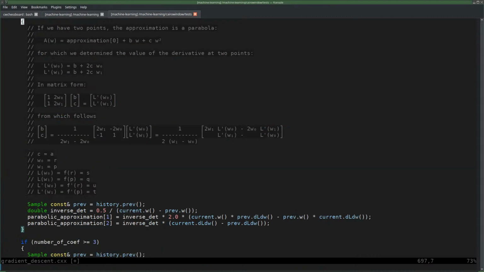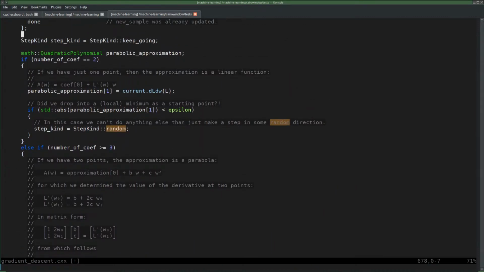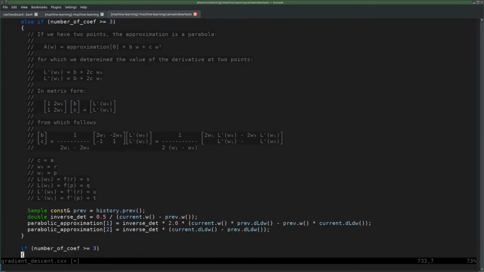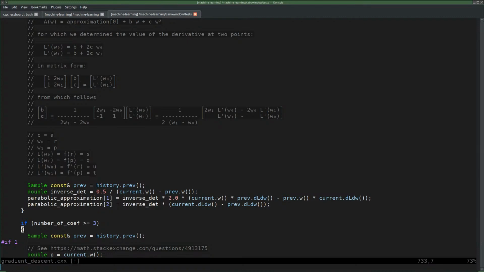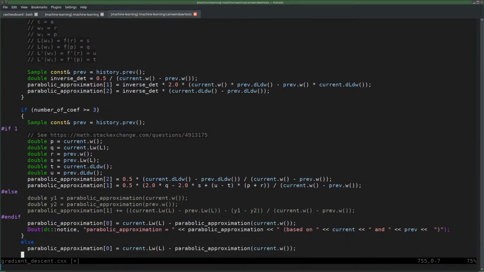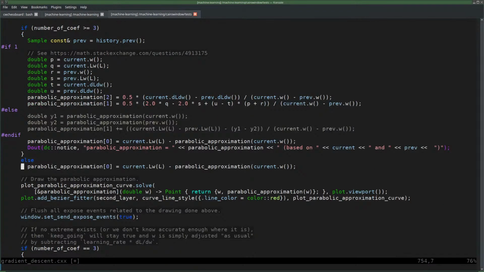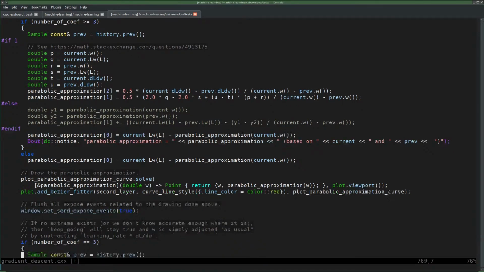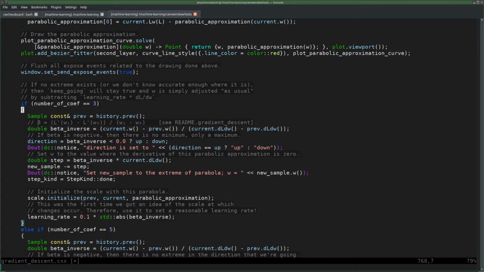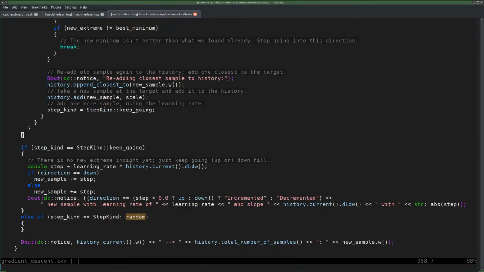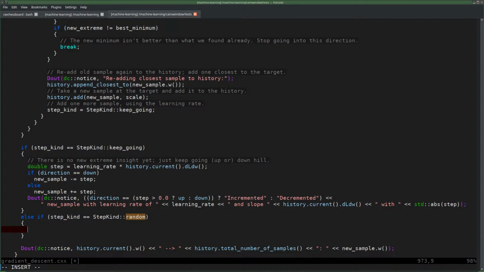Number of coefficients, okay, where did I come from? Here, number of coefficients equals 2. And then we leave that here. So number of coefficients is not greater or equal 3, so this is skipped anyway. Oh, we do this. Yeah, that's okay. Can draw it, no problem. If it is 3, it's not 3. Is it 5? It's not 5. Oh, no, that works. We do get here. And now it's not equal to keep going, but it is equal to skip random. Therefore, now we can do a random step.